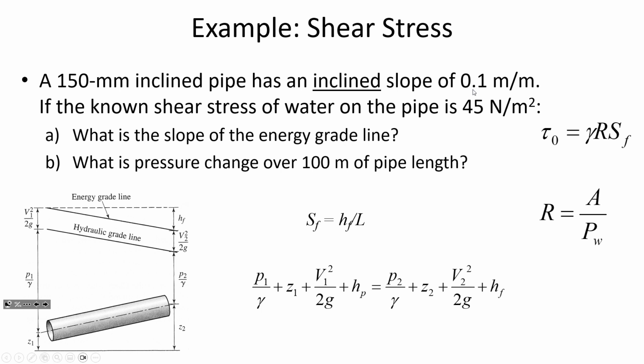And now we can substitute that into the energy equation. If we just rearrange the energy equation, P1 minus P2 is gamma times Z2 plus H sub F. Because we canceled out the velocity term on both sides, moved the unit weight over to the right-hand side of the equation, and this is talking about the change in pressure from 1 to 2. So the unit weight of the water is 9810 newtons per meter cubed, and then the elevation at 2 is 10 meters, and 12.232 meters of energy loss.